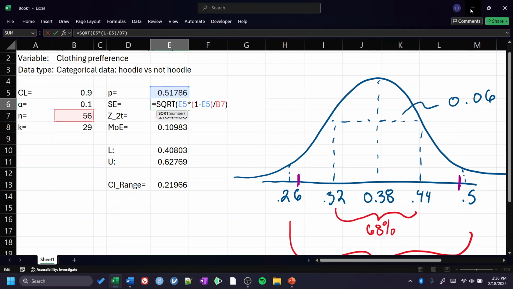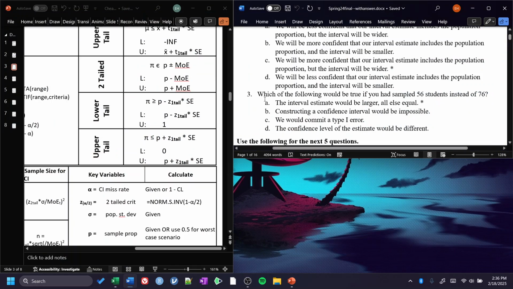All right, so let's go back to the question here. It says, which of the following would be true if you had sampled 56 students instead of 76? The interval estimate would be larger, all else equal. Constructing a confidence interval would be impossible. No, it's not impossible. You can still do a confidence interval. We would commit a type 1 error. Well, type 1 errors are possible, but it's not necessarily going to happen.